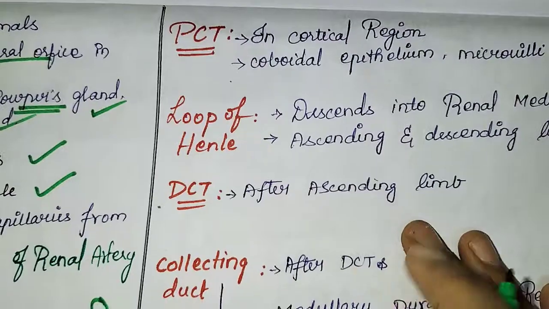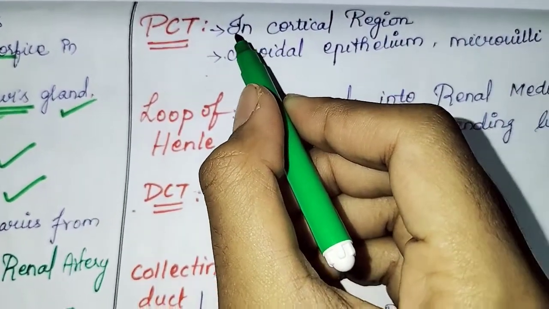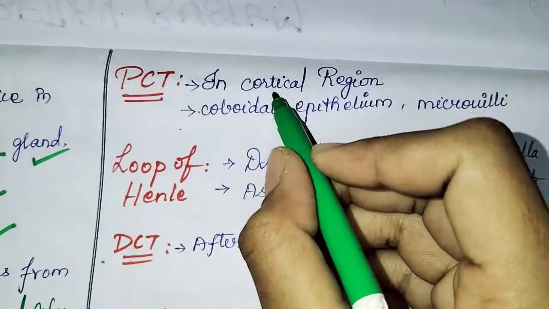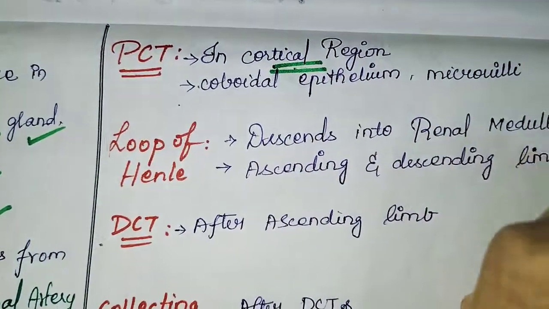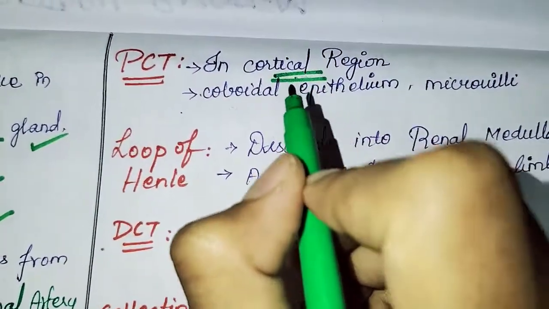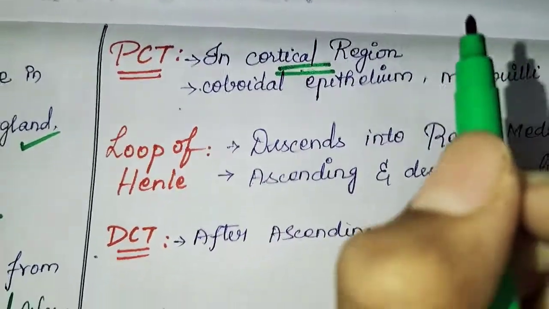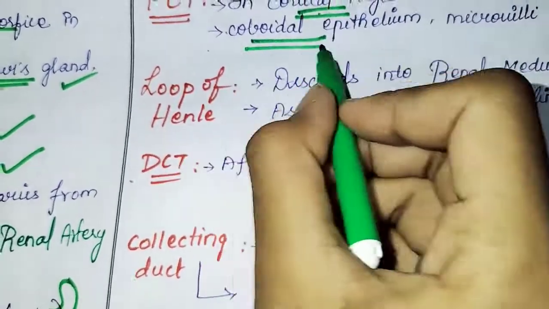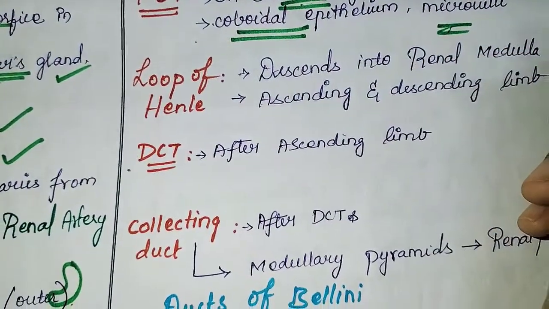Clear? The next part is the proximal convoluted tubule, which lies near the Bowman's capsule. Here it is the cortical region. Keep that in mind. Proximal convoluted tubules are present in the cortical region, the outer surface of the kidney, and they have cuboidal epithelium with microvilli.